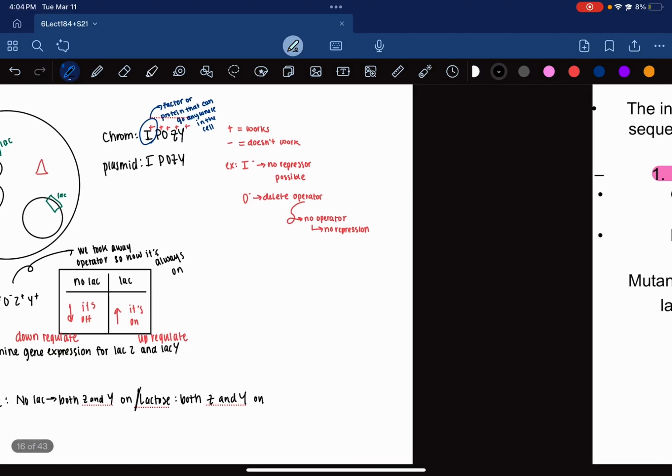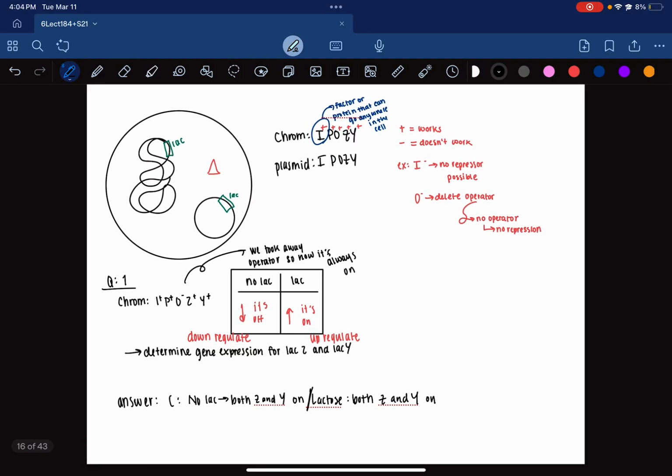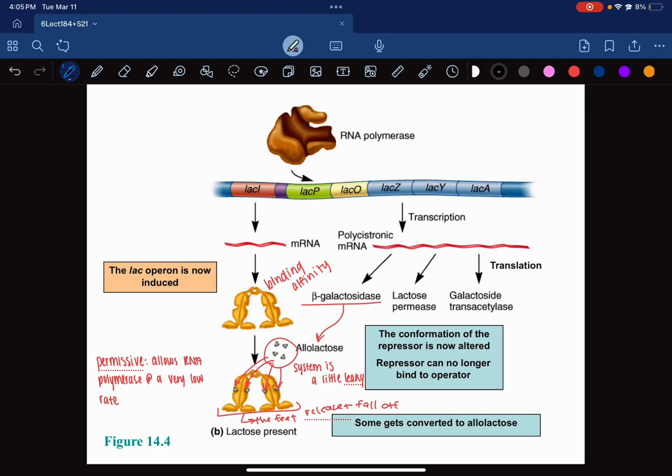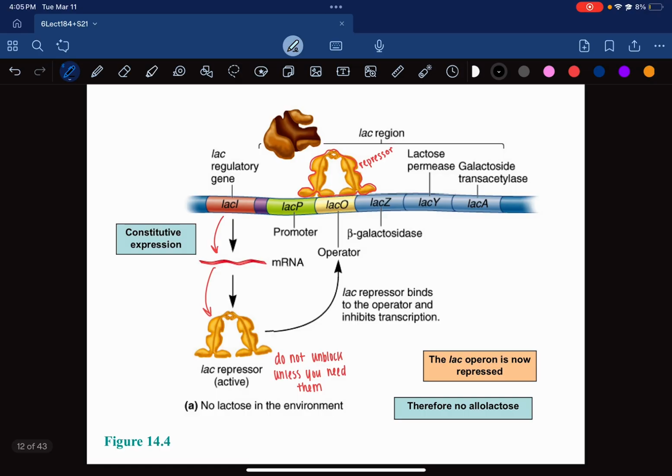Everyone with me? Okay, I'm going to give you a second example without the iClicker. Just take it as seriously as the last one, like try to see if you would answer it. It would be the same options up there. The I is what makes the regulator. Well, the lacI makes it, and then that ends up binding up here.